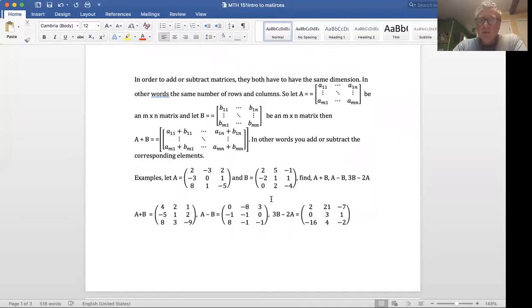So if I have a matrix A and a matrix B, they're both m by n, I would just add the first element in A, A11, with the first element in B, B11. I'd add the second element in A in that first row with the second element in B in that first row, and so on. Okay, so we just add element with element.